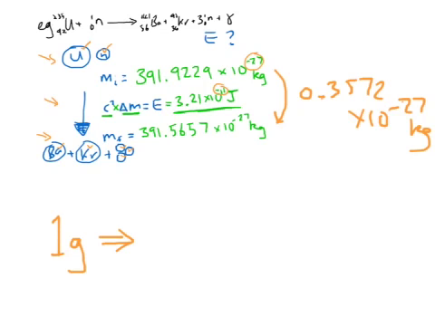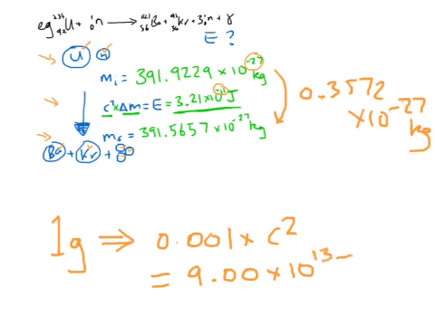E equals mc squared. 1 gram is 0.001 kilograms, so it's 0.001 times the speed of light squared, 3.00 times 10 to the 8, and that's going to be 9.00 times 10 to the 13 joules of energy. That's a lot of energy. That's a huge amount of energy. And I'll just show you how I got that.